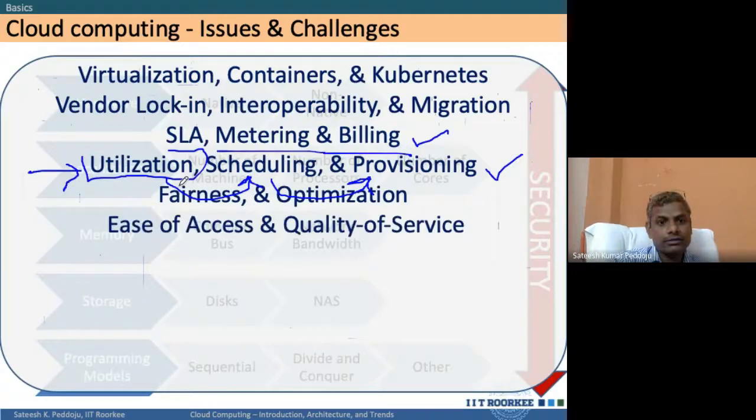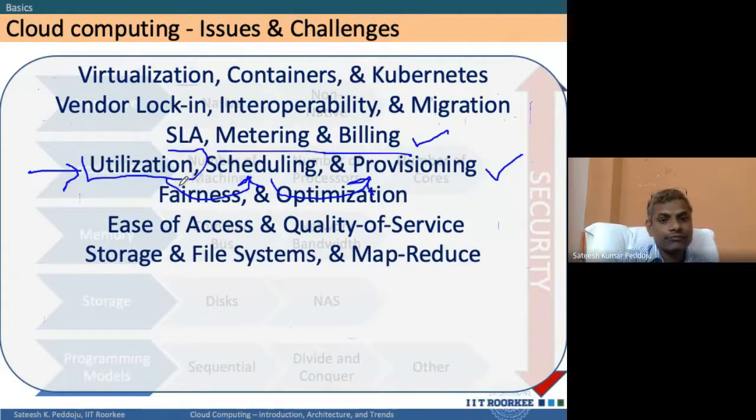At every point of time, there must be ease of access for the client. At the same time, this ease should not compromise on quality. So all the services must be provided with quality.